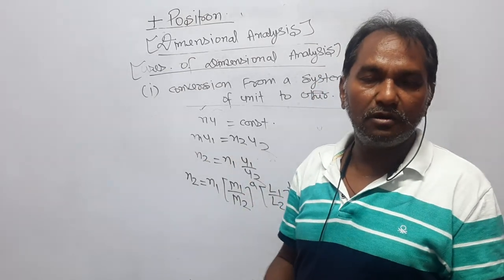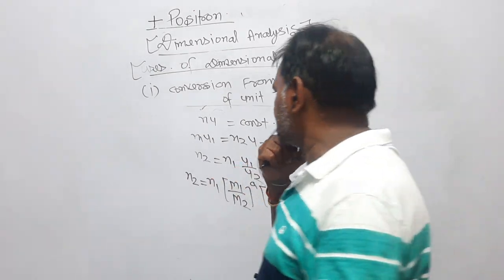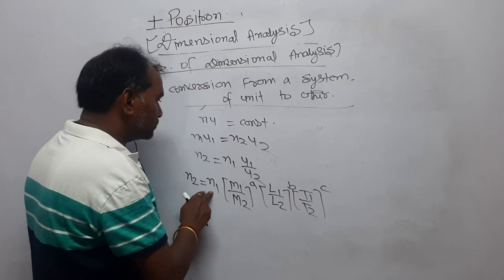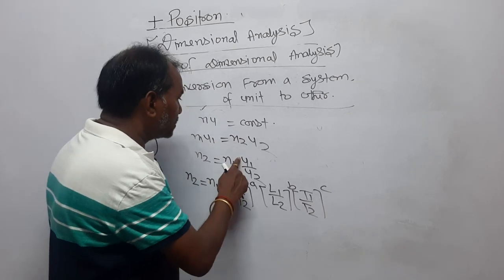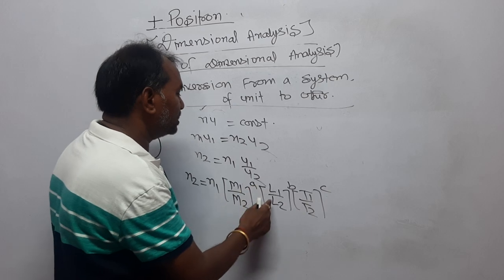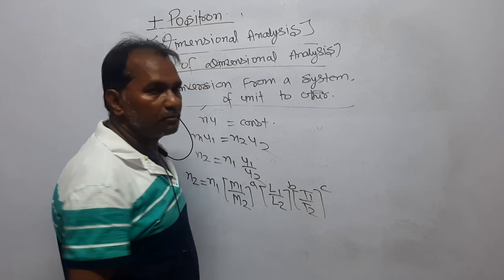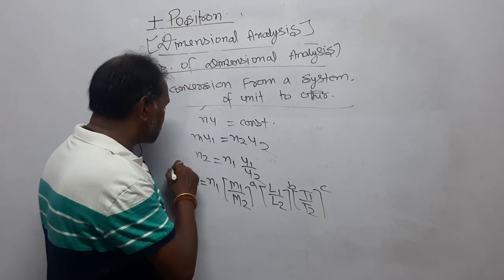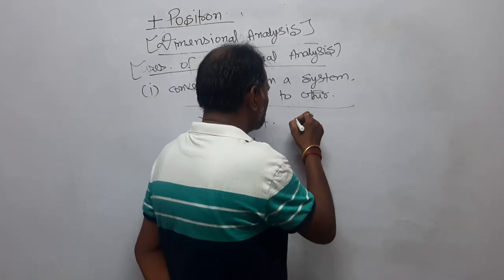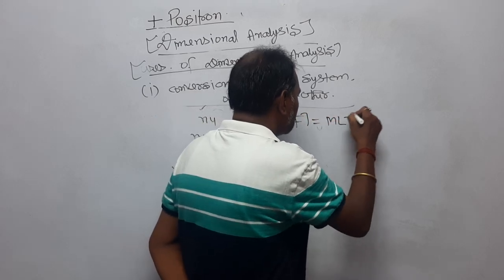where n2 is the numeral value of that physical quantity and u2 is the unit in the second system, and n2 is equal to n1 u1 upon u2. n1 I have written as it is, and now u1 upon u2 has been written as m1 upon m2 to the power a, l1 upon l2 to the power b, t1 upon t2 to the power c. Dear students, how does it come? Let's understand it. Like force, the dimension of force you write as MLT to the power minus 2.